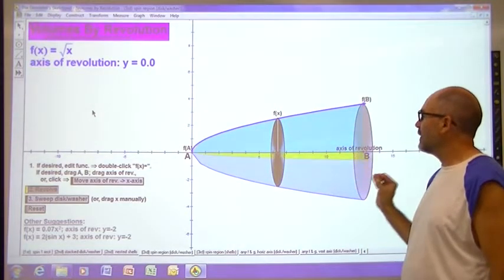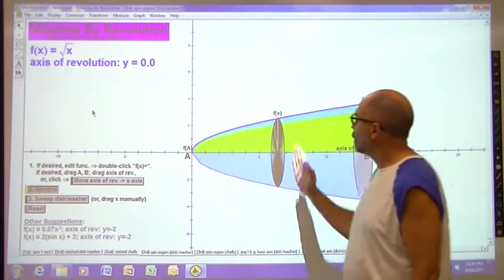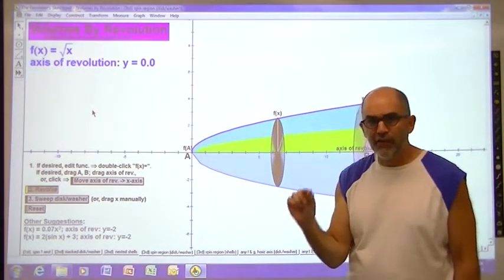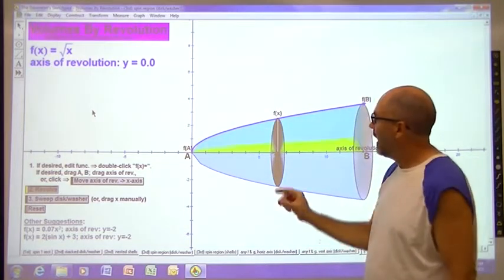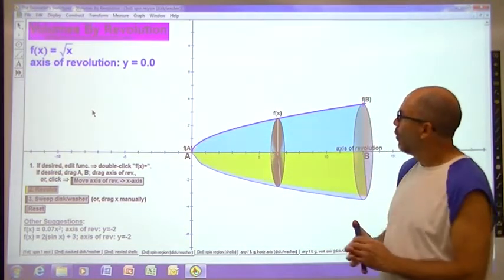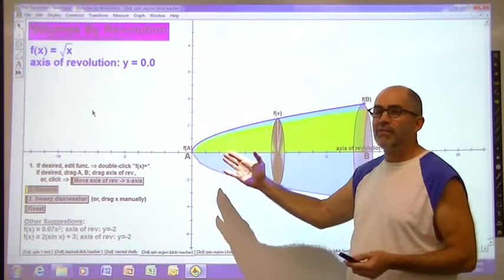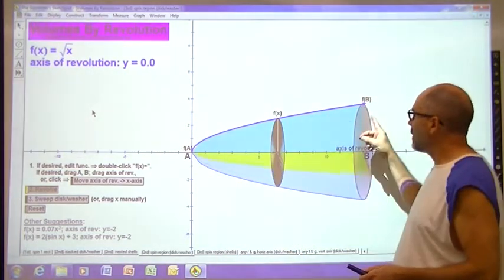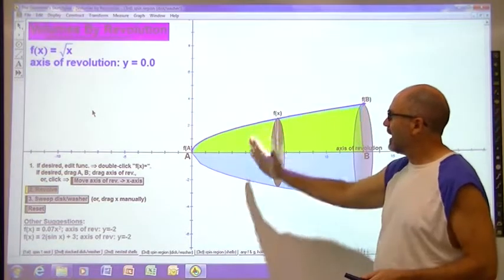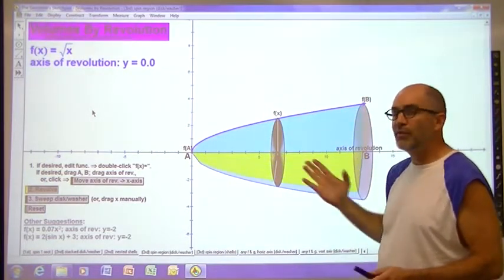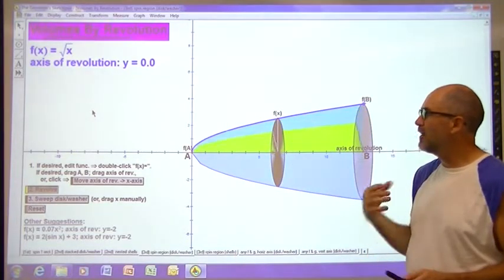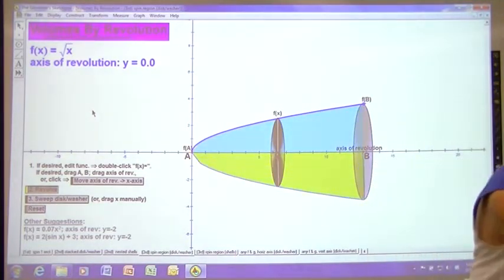Now, here's the situation. We're going to look at this volume as a whole bunch of cylinders, and I mean infinitely many. Now remember, we calculate the area of this thing by infinitely many rectangles. Well, now we're doing infinitely many cylinders, which is going to get us the volume. So what's that going to look like?